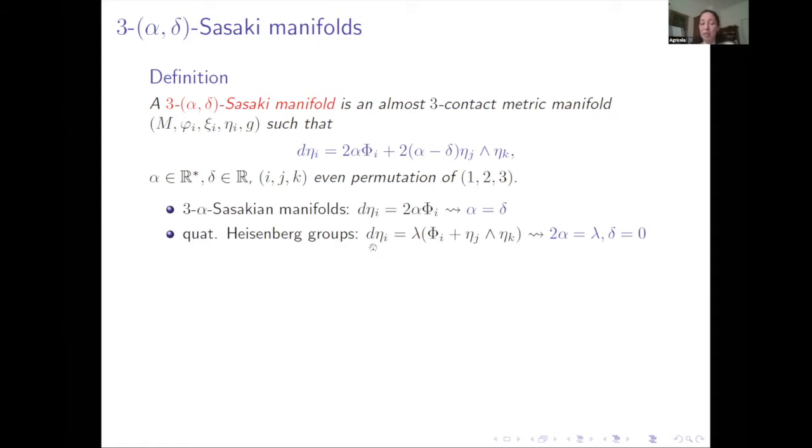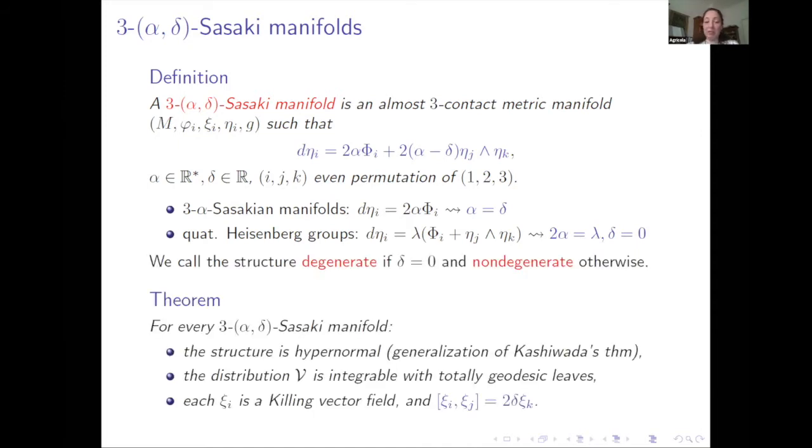Quaternionic Heisenberg groups, on the other side, actually satisfy d eta I is equal to lambda, this metric parameter, phi I plus eta j wedge eta k. And so 2 alpha and delta are just parameters depending on the metric. It will turn out that the vanishing of delta has special meaning. And therefore, for the moment, we just take it as a definition and we will see in a minute why it's interesting. The structure is going to be called degenerate if the second constant delta is zero and non-degenerate otherwise.